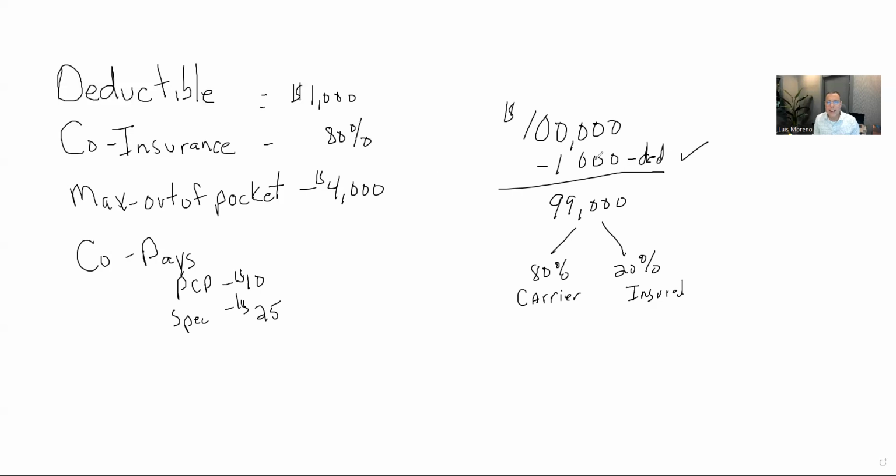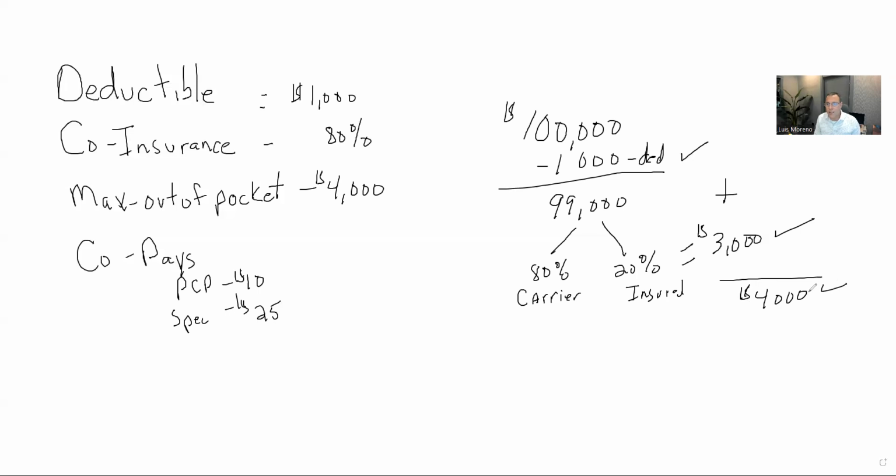Look, you've already paid $1,000 of the $4,000. You're only left with $3K left. That's it, $3,000. When your 20% of this value equals $3,000, then at that point, this $1,000 plus this $3,000, which equals $4,000, you have satisfied your maximum out of pocket.